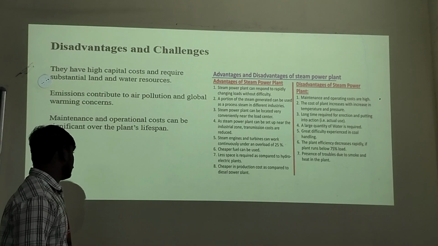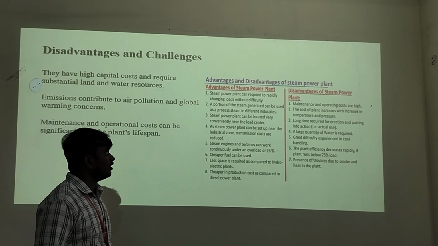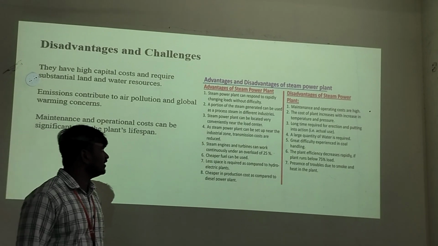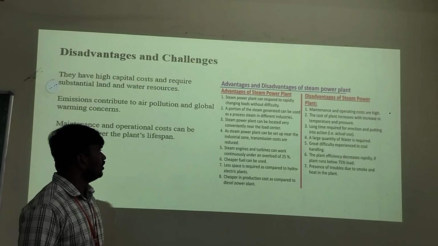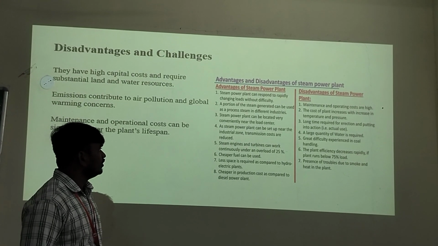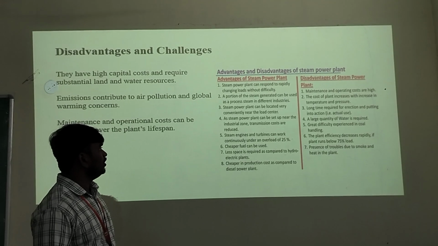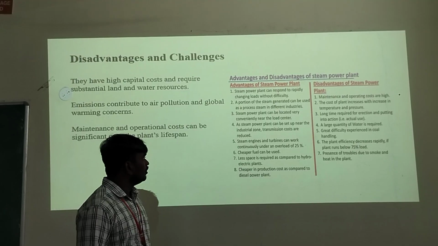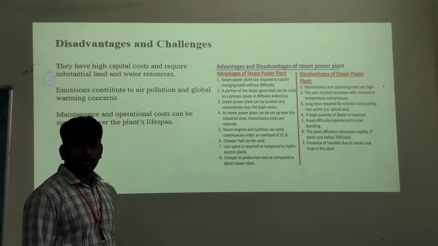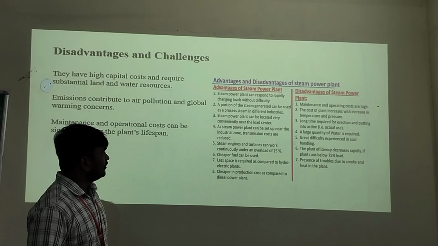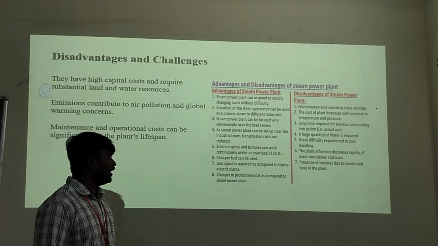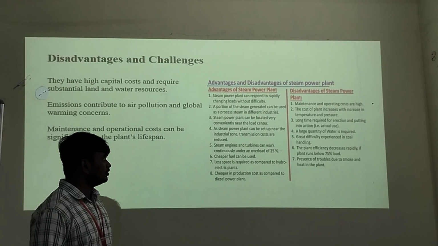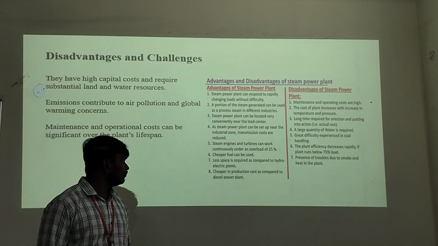Maintenance and operating costs are high. The cost of plant increases with increasing temperature and pressure. Long time is required for starting and putting into action. A large quantity of water is required. Great difficulty is experienced in coal handling. The plant efficiency decreases rapidly if the plant runs below 75% load. Presence of troubles due to smoke and heat in the plant.